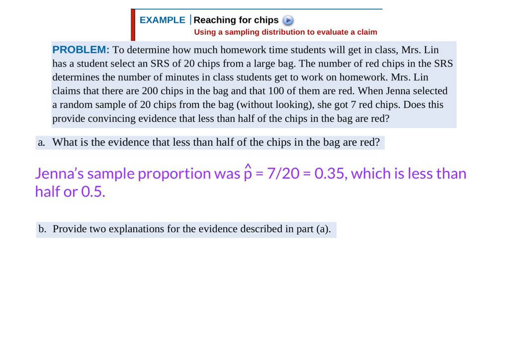One way to answer that question is that the student's sample proportion was 7 out of 20 red, and that's 35%, which is less than half, or 0.5.